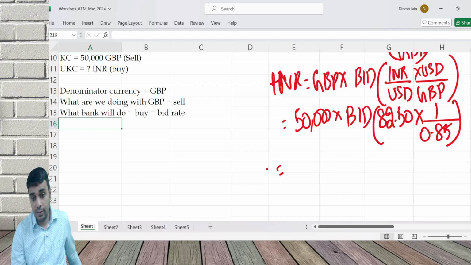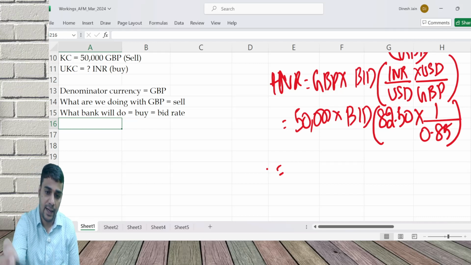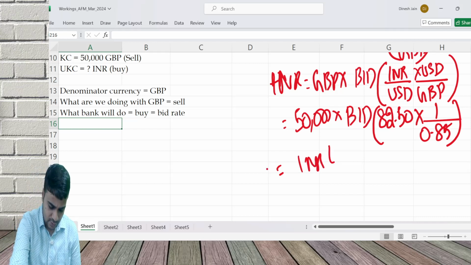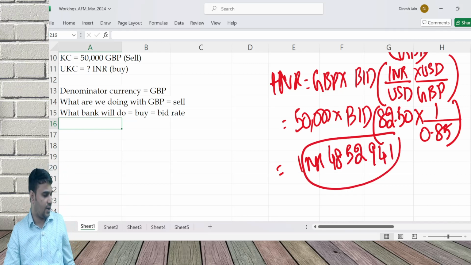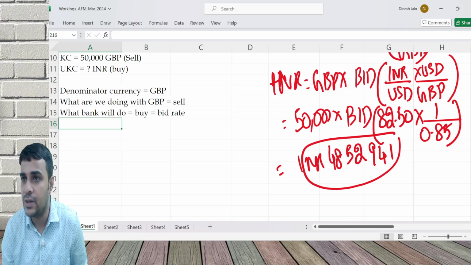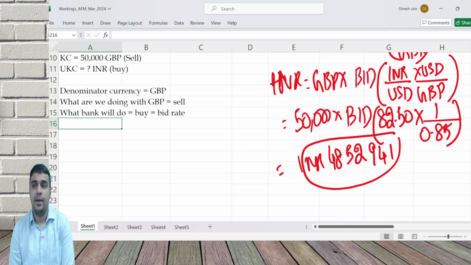$50,000 into 82.5 divided by 0.85. I'll get INR how much? 48 lakh. That's all. I'm not writing decimals and all. It doesn't really matter, the materiality is not that high. 48 lakh 52,941. Any doubts on this? Clear? Able to understand this? Next.